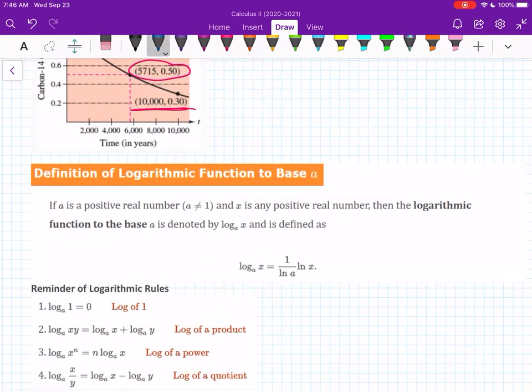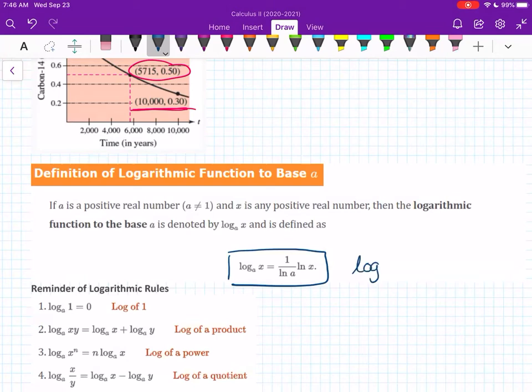Next, some more definitions. The next definition is logarithmic functions with base a. And once again, we like to change it to base e. So the log base a of x is equal to 1 over the natural log of a times the natural log of x. This is also known as the change of base formula. And it doesn't necessarily have to be e. The definition is base e, but if you wanted to change the base to anything, you can.